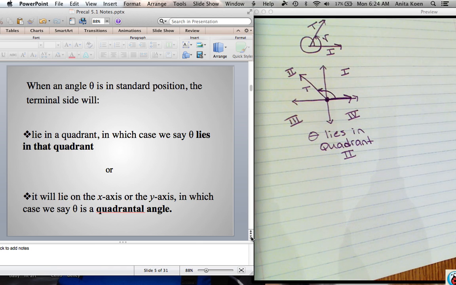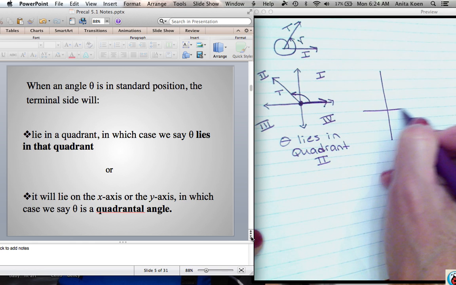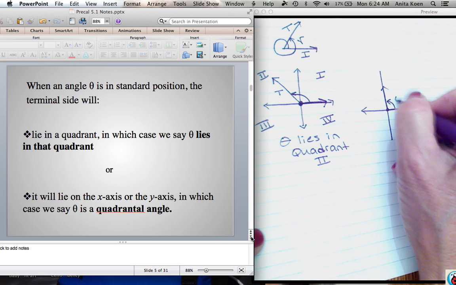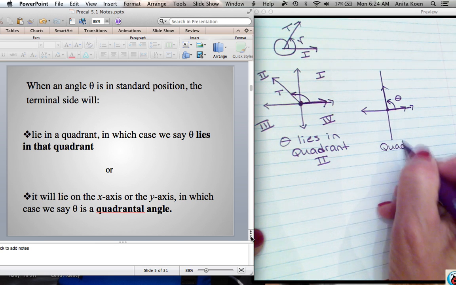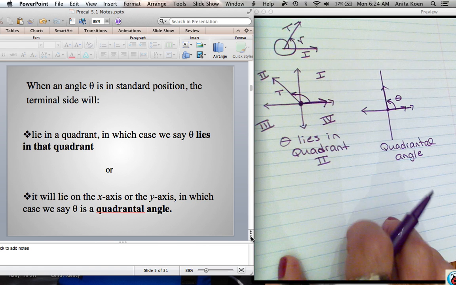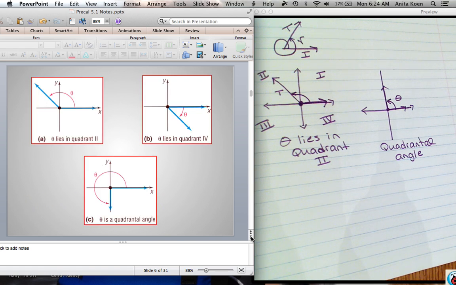Or it will lie on the x-axis or the y-axis, in which case we say theta is a quadrantal angle. So if we have an angle in standard position that looks like this, we say theta is quadrantal. This is a quadrantal angle, because it does not lie in a quadrant, but it lies on the x or y axis.